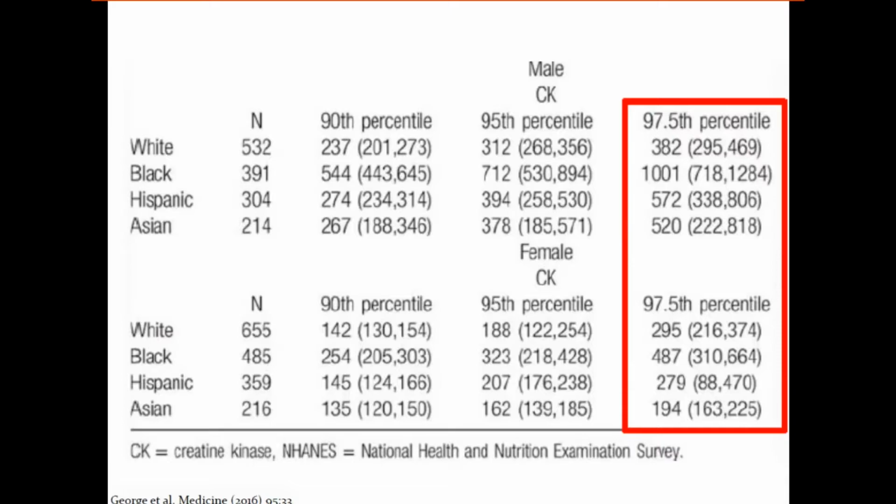This is from the NHANES study, a study of thousands of patients from a couple of years ago looking at their baseline CPK levels. They found that in white men, the 95th percentile was bordered by 312, whereas for African-American males, it was bordered by 712. So it's much, much different based on race as well as sex. You can see that men have much higher CPKs at baseline than women.